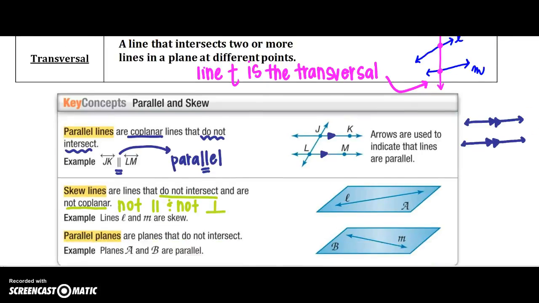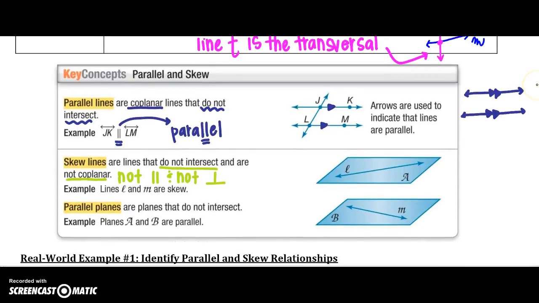And the next thing, parallel planes. Parallel planes are planes that do not intersect, and we talked about that a little bit. Notice that plane A and plane B will never intersect in our picture, so they would be parallel. For skew lines, look at line L. They are not coplanar. L and M are on different planes, and they will never intersect. So that can be an understanding of skew.